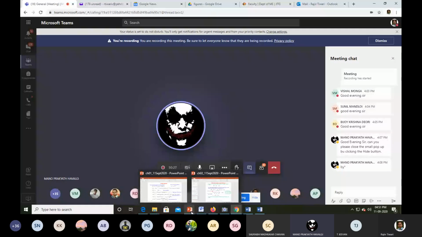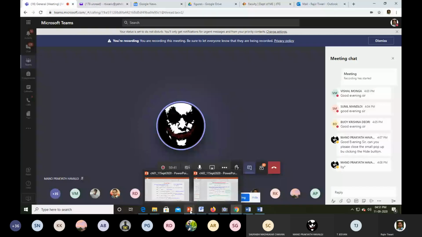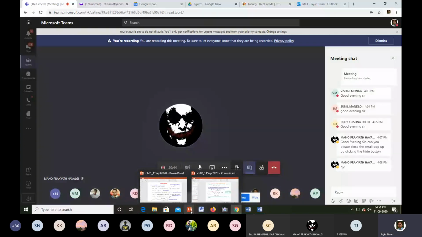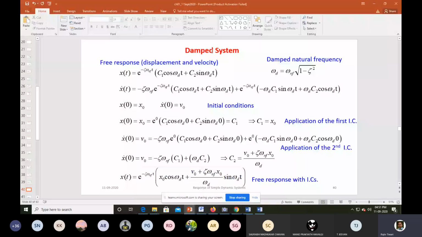Yes. In the second slide that someone was mentioning, I think the minus sign only comes once. Check that, sir. I will check it and I will let you know. Any other thing? Okay. So this is the damped system.